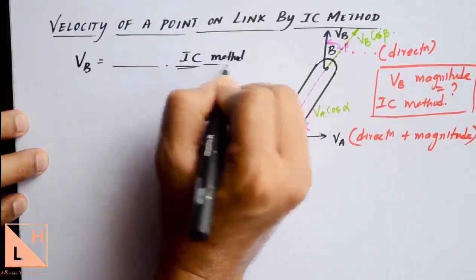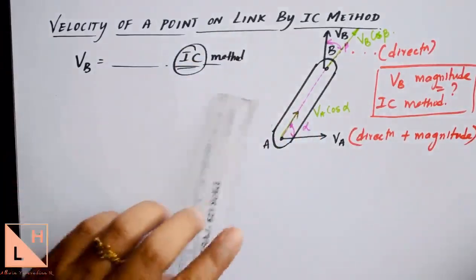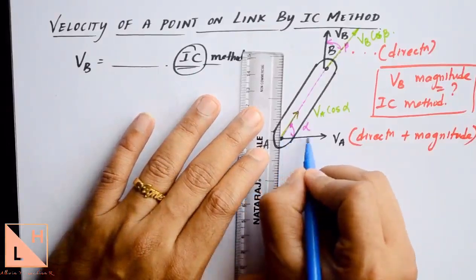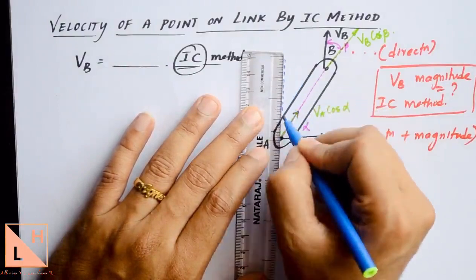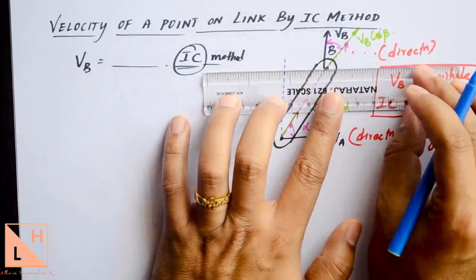To do that, we just need to find out the instantaneous center first. To find out the instantaneous center, you simply draw a perpendicular line with respect to the direction of velocity VA. Also draw a perpendicular line from the direction of VB.